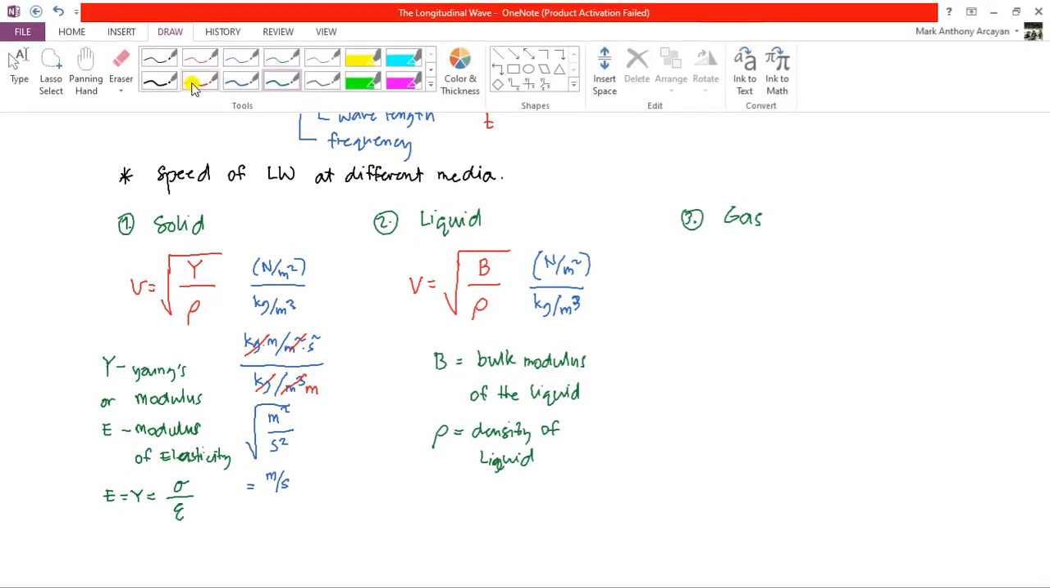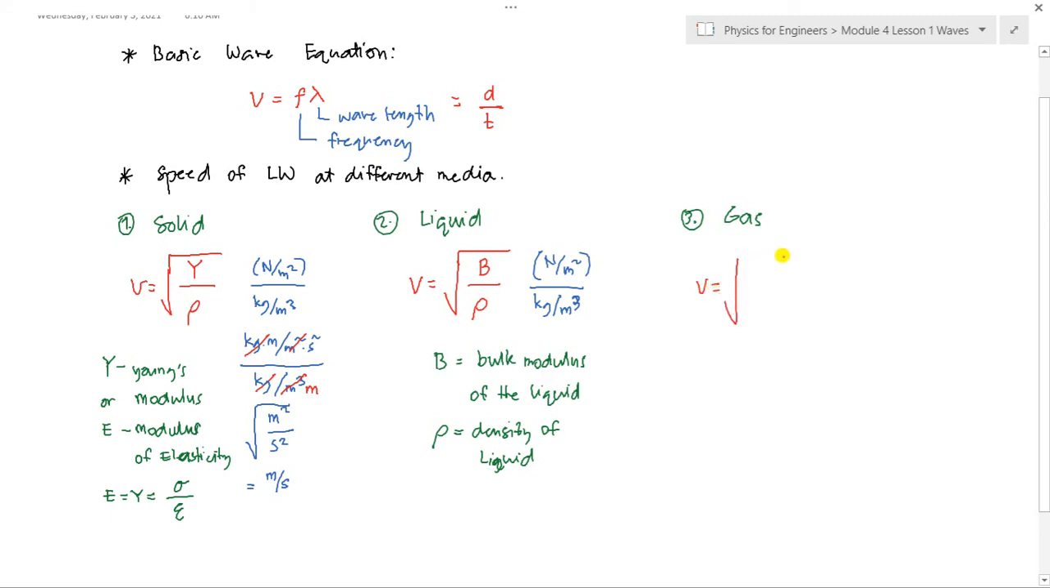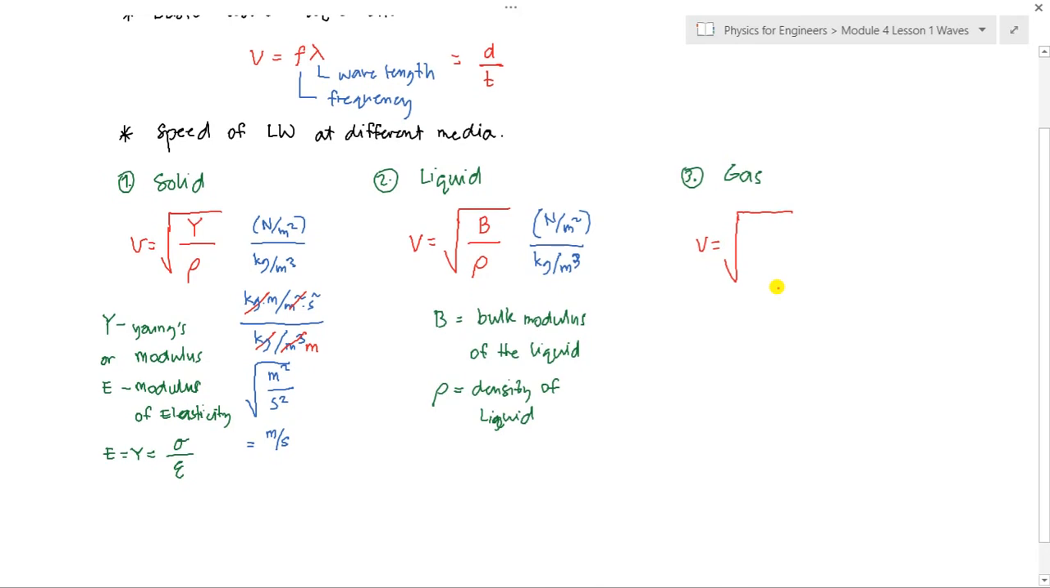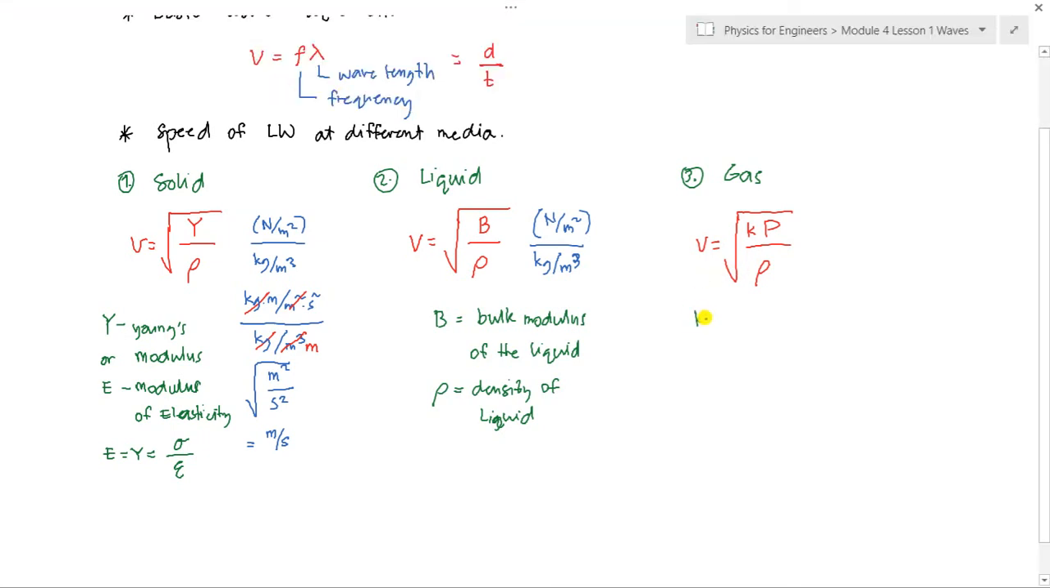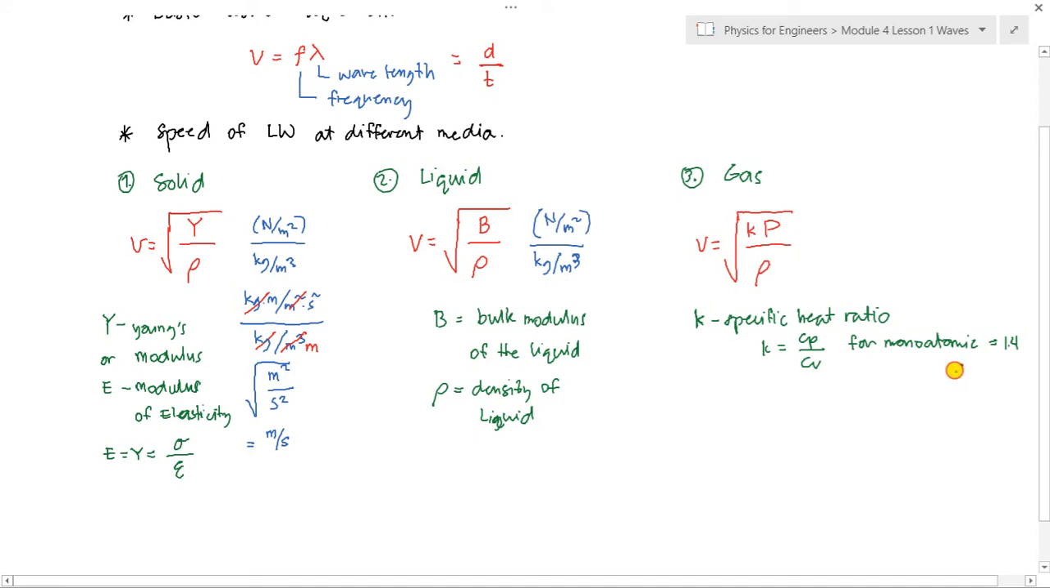And finally, for gas. For gas, the velocity is equal to the square root of the product of the specific heat ratio, that is K, multiplied by the pressure of the gas, divided by the density of the gas. Again, K here is unitless. K is the specific heat ratio. Remember our discussion in module 2, thermodynamics. K is equal to Cp over Cv.